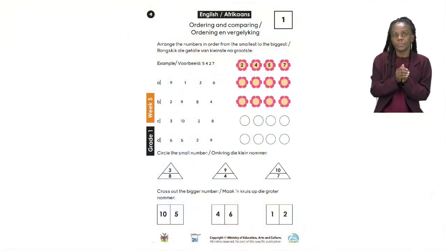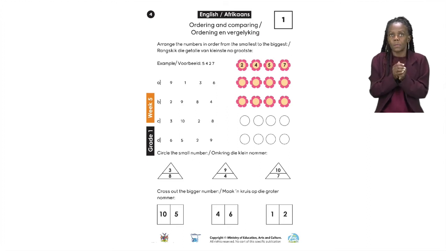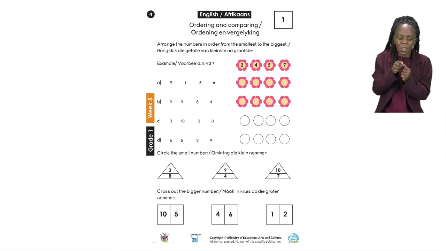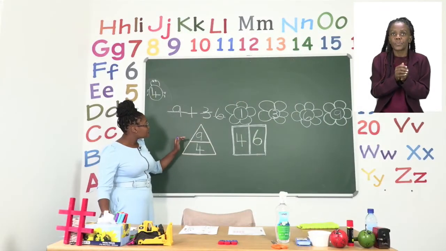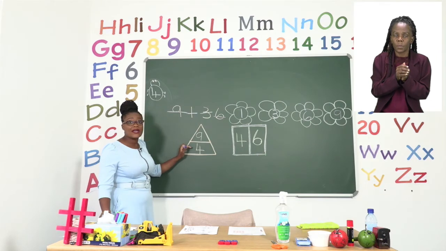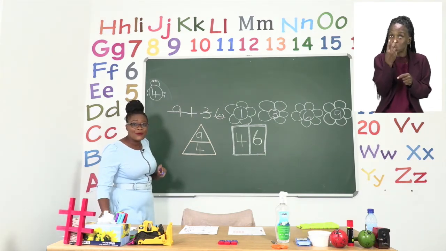Now the next part of our exercise has some numbers and we need to compare them. They are asking us to compare them by circling the small number. Let's take a look at the one that I have done in the middle. Now the middle one says two numbers. There's a top number and a bottom number. So we want to find out which one is the small one.